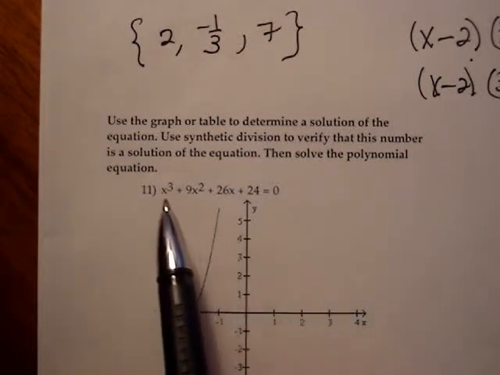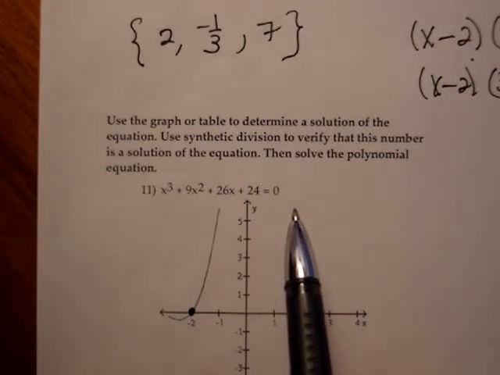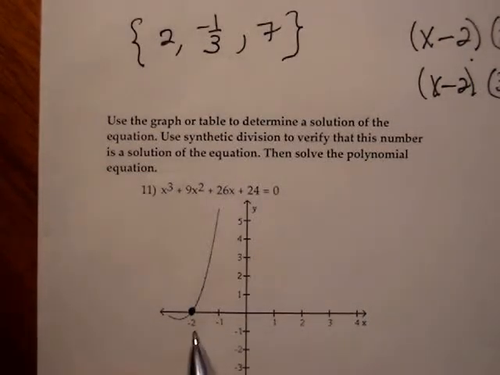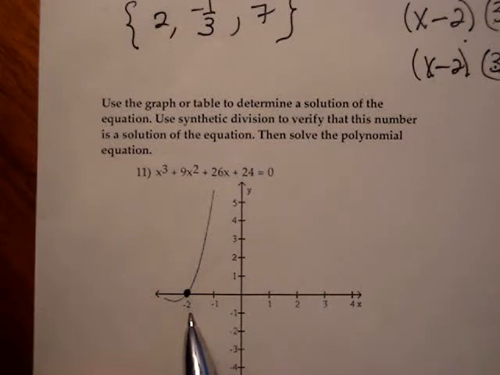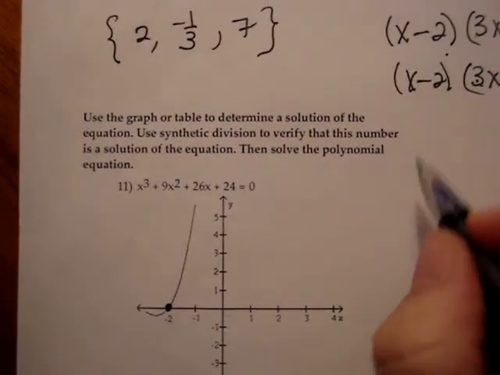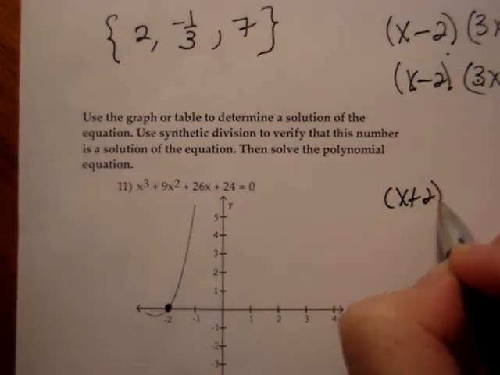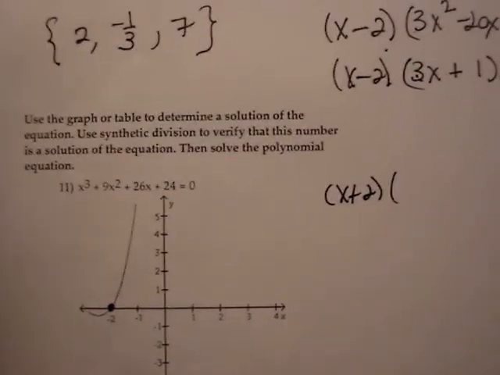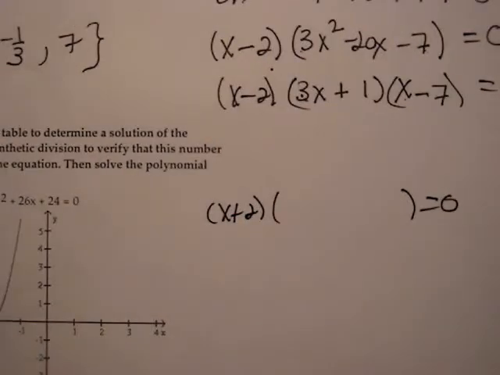Again, they want us to solve this equation by factoring completely, and they tell us this time that x equals negative 2 is an x-intercept. But I know if it's an x-intercept, that means it's a 0 of the polynomial. And if it's a 0 of the polynomial, I know that x plus 2 is a factor of the polynomial. So I can start factoring right away, and I know that x plus 2 is one of the factors.